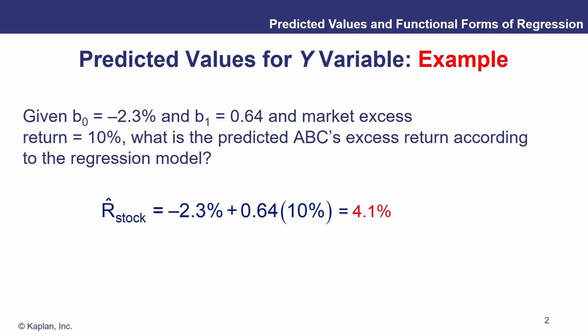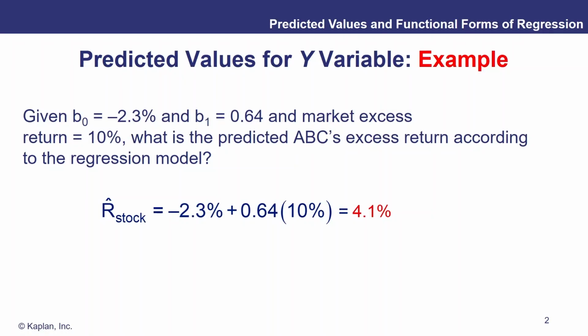and we get a value of 4.1%. Now, I think it's worth pointing out there are two sources of error in our predicted value. Number one, we're missing the error term. Remember, the error term is random. We assume it's normally distributed with an expected value of 0. So again, we're missing the error term, but we wouldn't be able to predict it anyway.